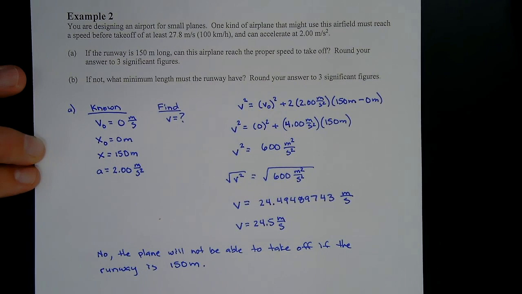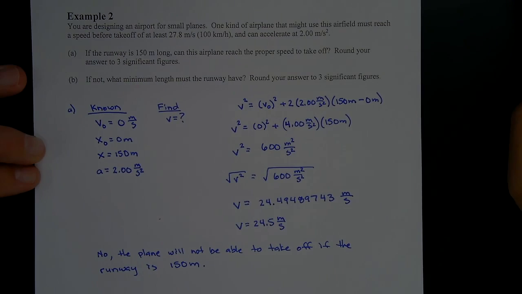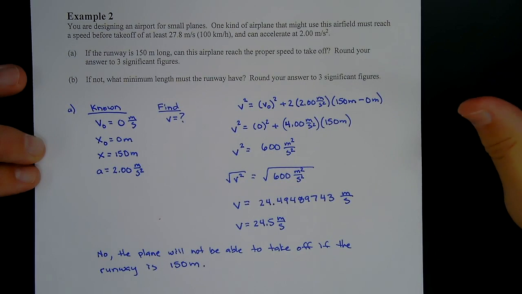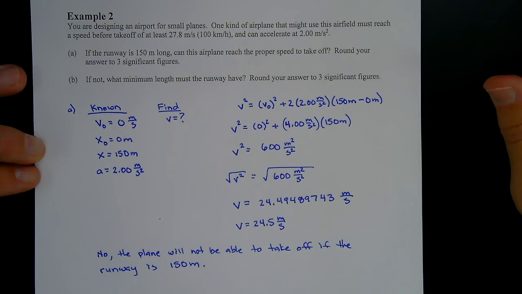So, okay, if not, all right, and this is going to be part B. Actually, let's pause for a second here. So for part B, if not, what minimum length must the runway have? And we want to round our answer to 3 significant figures, okay?